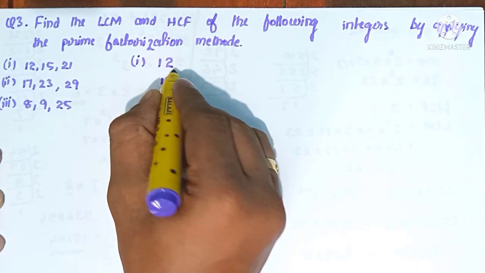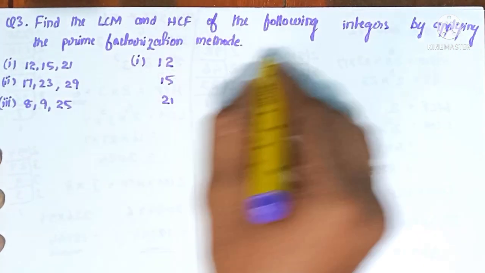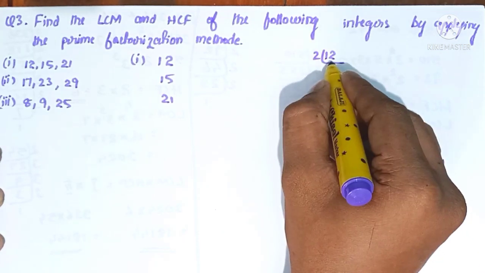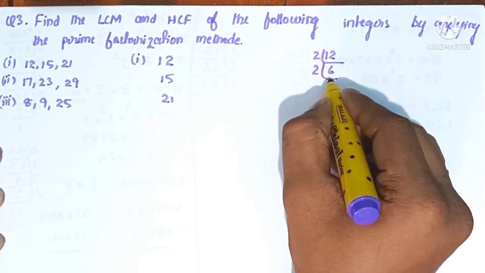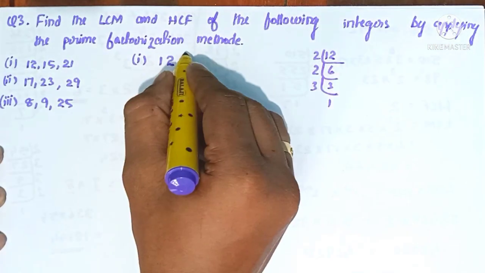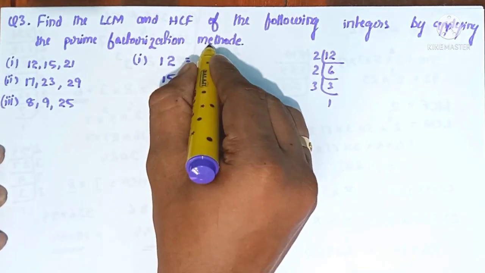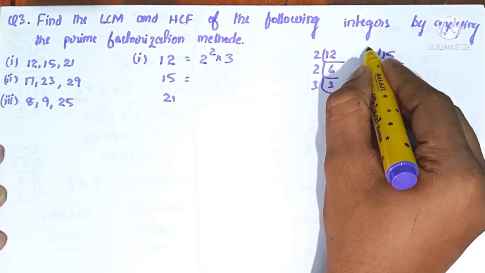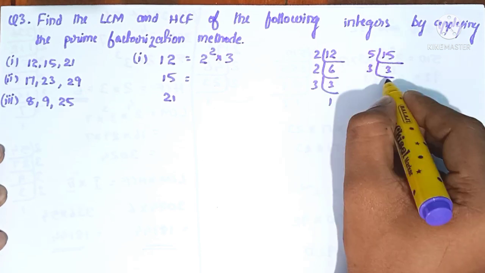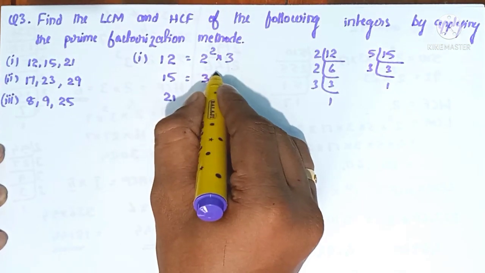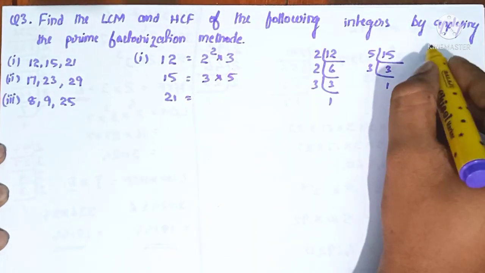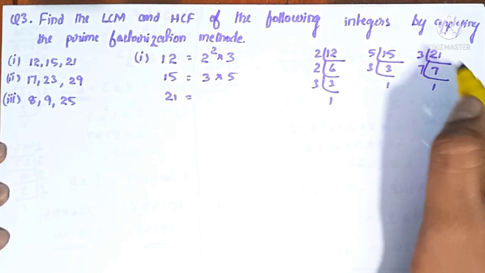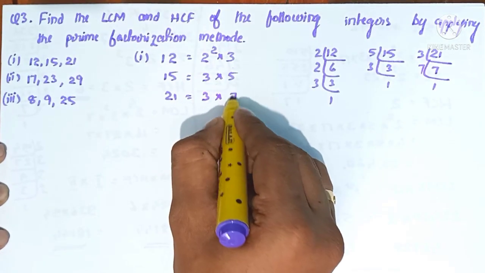12, 15 and 21. We have to do the prime factorization of all these numbers. So 12: 6 2s are 12, 2 again, 3, 3 into 1. So 12 we can write as 2 raised to 2 into 3. Okay, how about 15? 5 3s are 15, 3, 1. So we can write 3 into 5. How about 21? 3 7s are 21. So we can write 3 into 7.